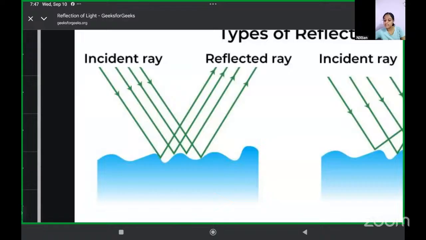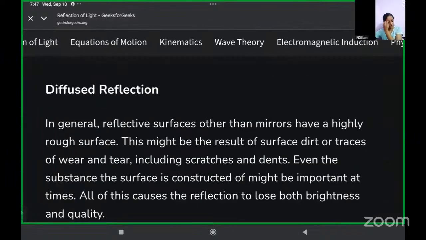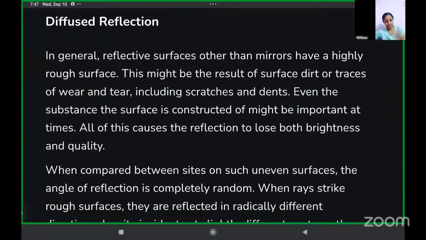Okay, the second one is known as diffuse reflection. In general, reflective surfaces other than mirrors have a highly rough surface. This might be the result of surface dirt or traces of wear and tear, including scratches and dents. Even the substance. Yes, Abraham.